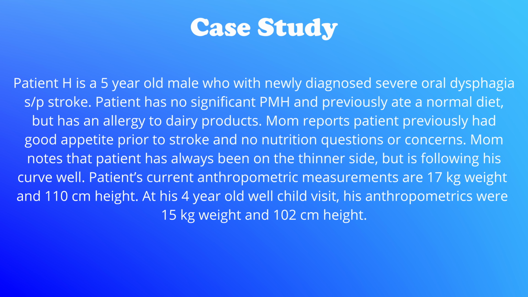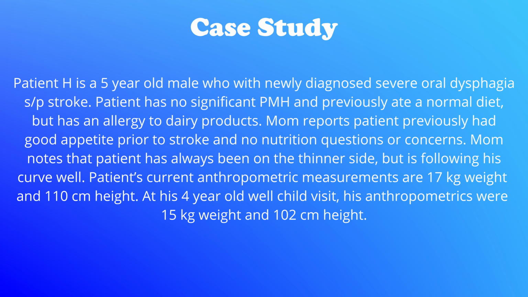So today's case study scenario is patient H is a 5-year-old male with newly diagnosed severe oral dysphagia, status post-stroke. Patient has no significant past medical history and previously ate a normal diet but has an allergy to dairy products. Mom reports patient previously had good appetite prior to stroke and no nutrition questions or concerns. Mom does note that patient has always been on the thinner side but is following his curve well.